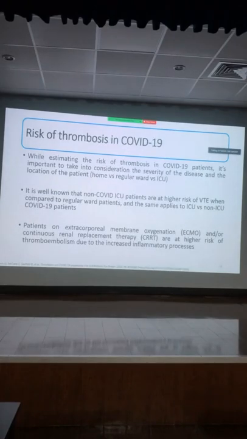Risk of thrombosis in COVID-19. While estimating the risk of thrombosis in COVID-19 patients, it's important to take into consideration the severity of the disease and the location of the patient: home, versus regular ward, versus ICU. Even without COVID-19, the patient in ICU has more risk of developing DVT, and the patient in the ward is more at risk of DVT than the patient at home. Why? The patient at home is an ambulatory patient.